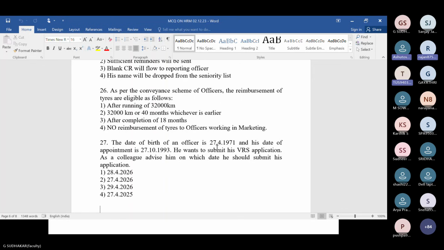20 years. Any date after 2013 can be done. Anytime he can submit. So from 27/10/2013 he is eligible for VRS on any day. Okay, so my answer option is wrong. But you have to mention that the 90 days notice period is there. That is the correct point here.